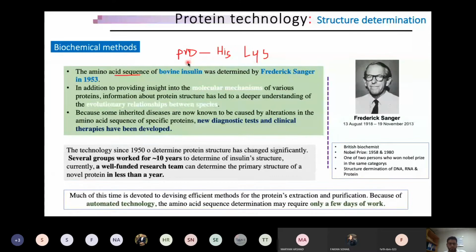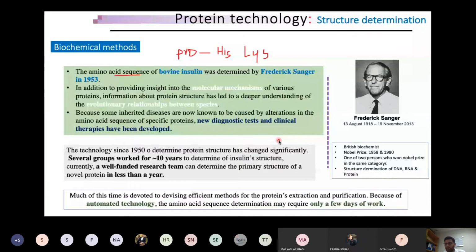For example, there might be many proteins that have these three amino acids present in similar quantities, but it is rare that these amino acids are linked in a similar manner in more than one species. So this in fact gives the evolutionary relationship, which is also very important for this discussion, because some inherited diseases are because of these protein structures.